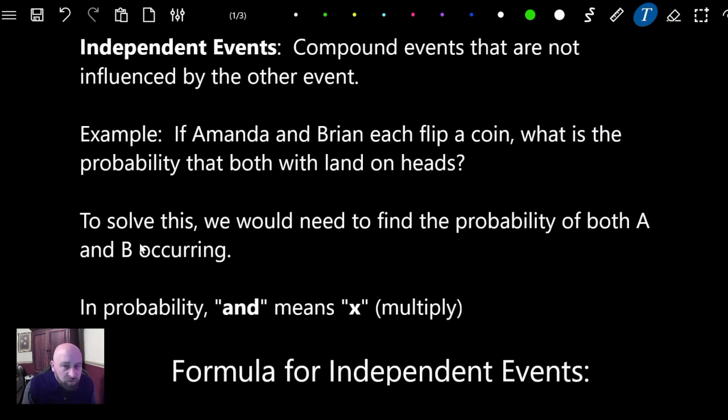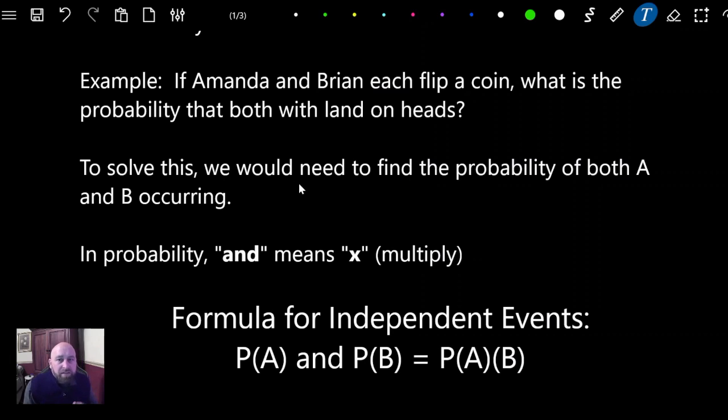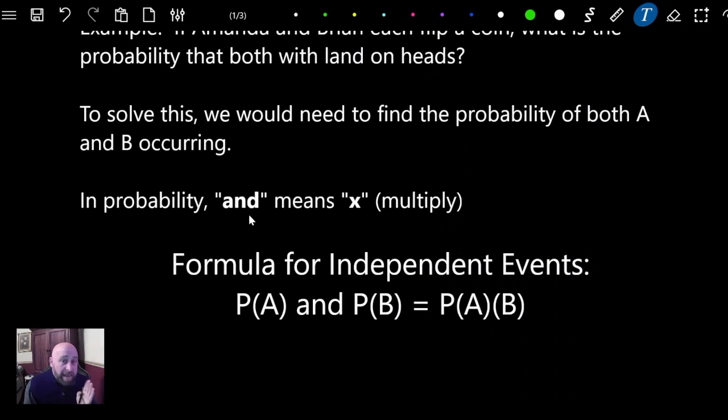Notice that it says to solve this, we would need to find the probability of both A and B occurring. So in probability, when we see the word and, if we need to get A and B to happen, then that means that we need to multiply. So and means multiply, not x like in algebra, but multiply. Remember last lesson we learned about or. When we see A or B, then that means we're adding. But here when we see the word and, it means multiply.